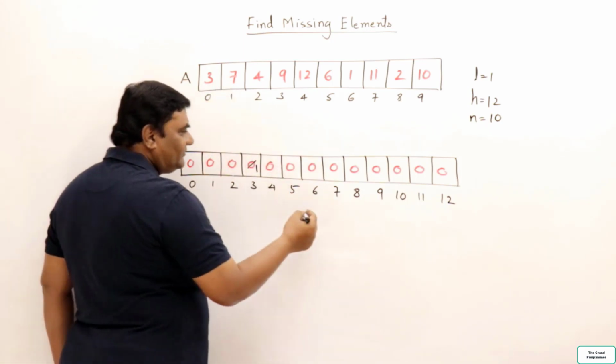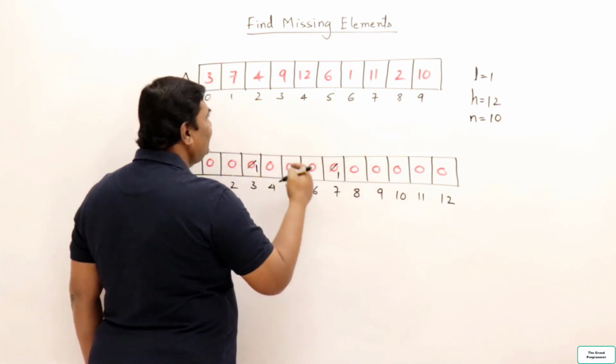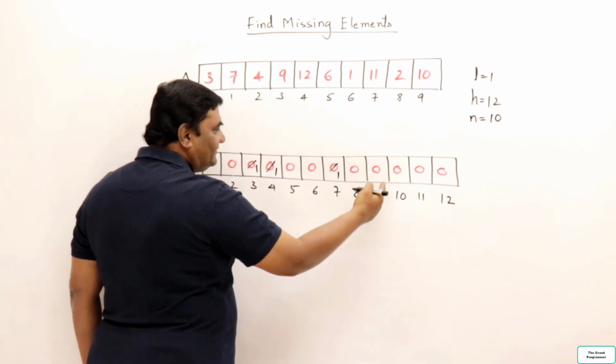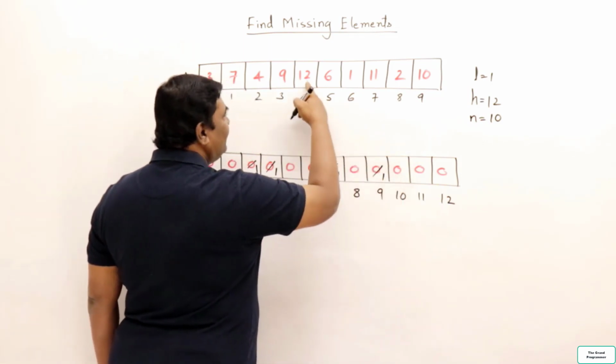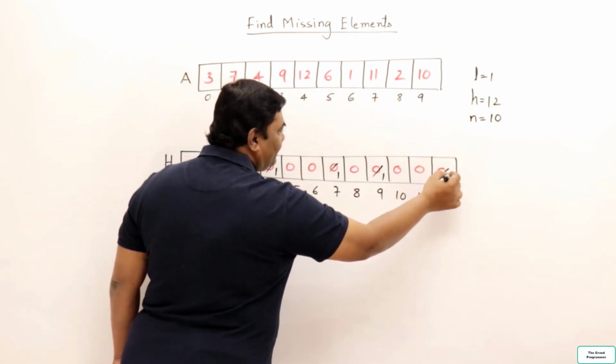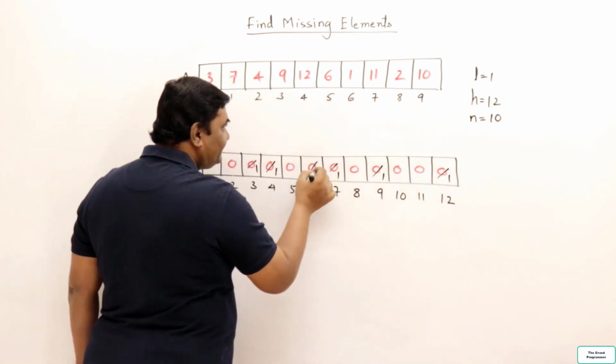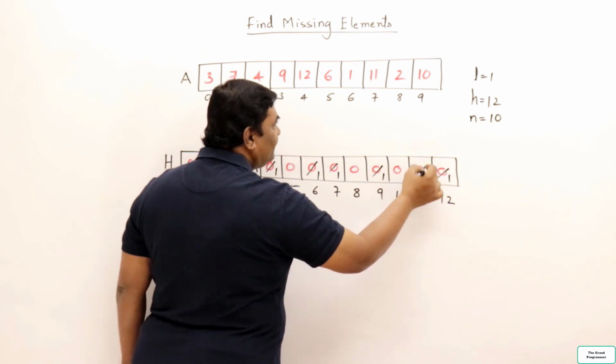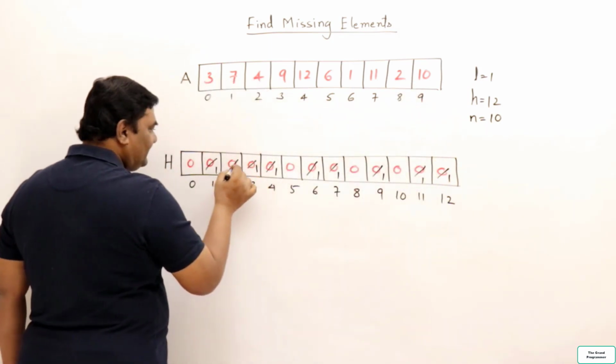Then next 7. Go to index 7 and make it as 1. Increment it. 4. Go to index 4 and increment it. 9. Go to index 9 and increment it. Go to index 12 and increment it. Then go to index 6. Same thing. 1. Increment. 11. Increment. Then 2. Okay, increment.